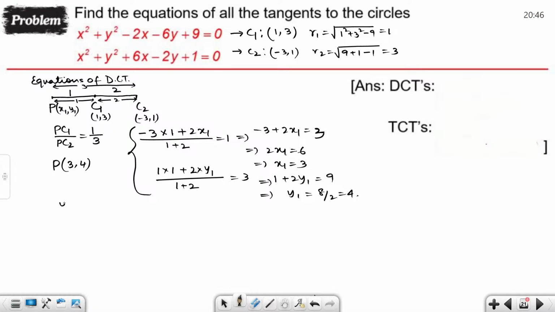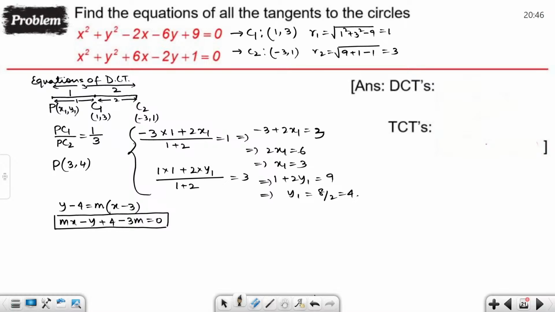Therefore, the equation of the tangent will be y minus 4 equals m times x minus 3. That is, we are getting mx minus y plus 4 minus 3m equals 0. This is the equation of the direct common tangent.